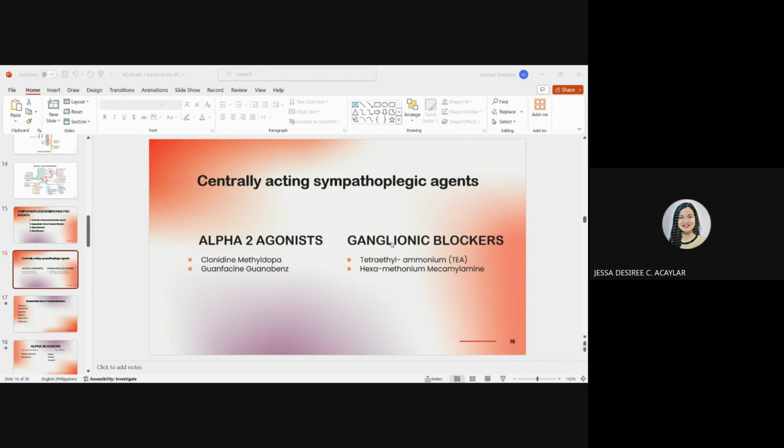Yung example ay ito po, yung clonidine, methyldopa, and the guanfacine, guanabenz.